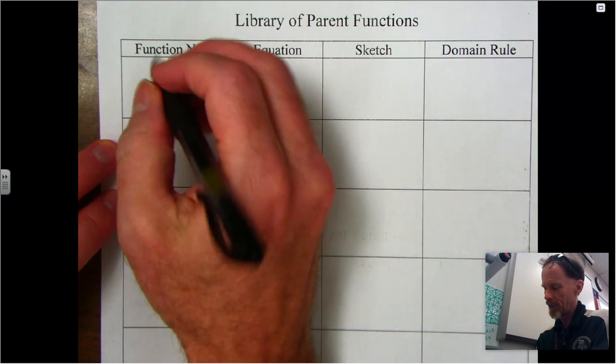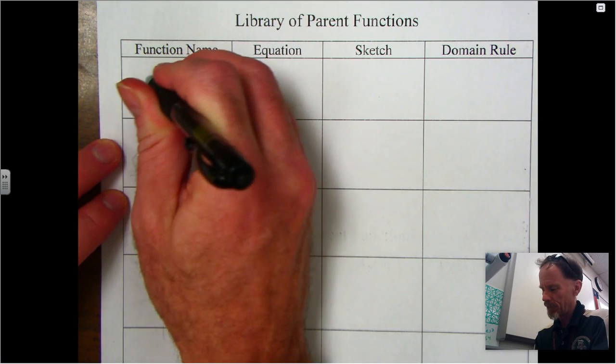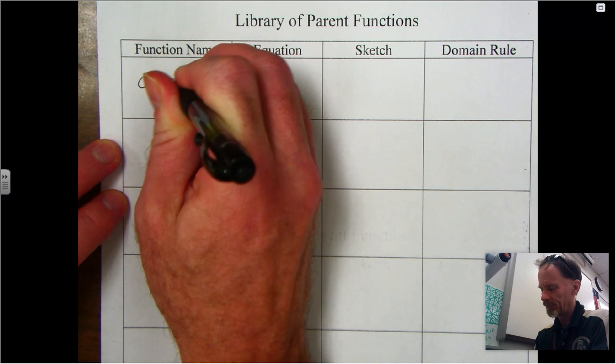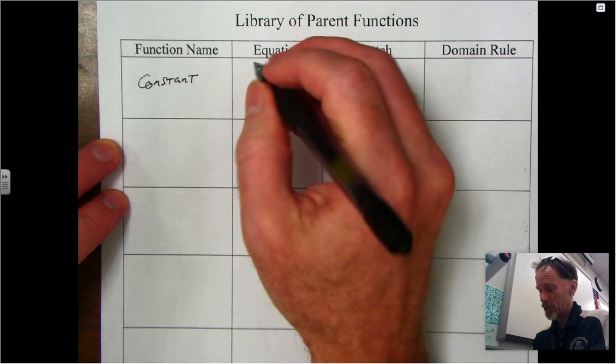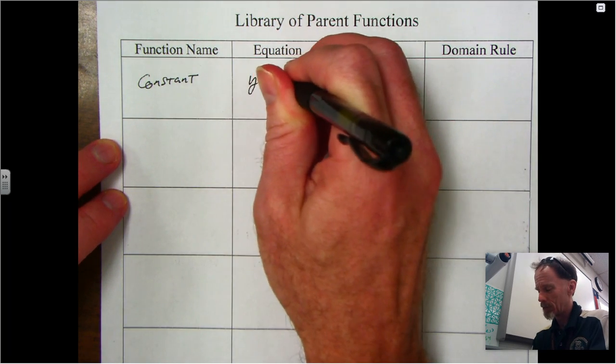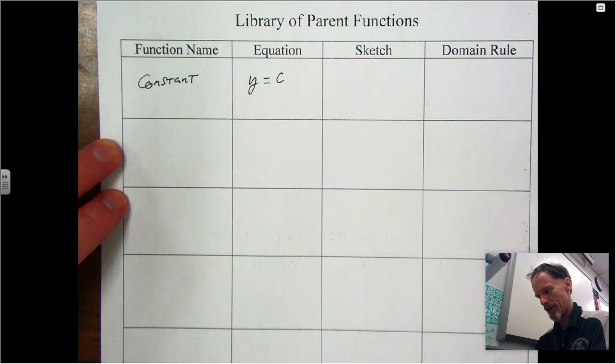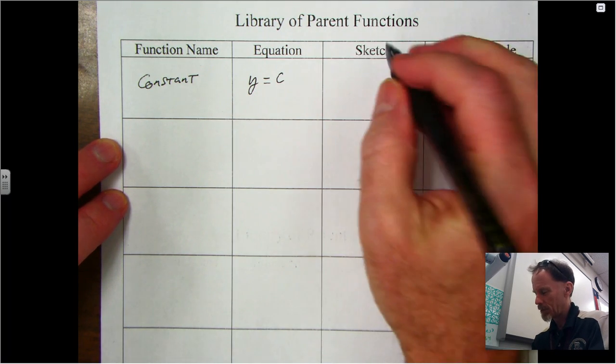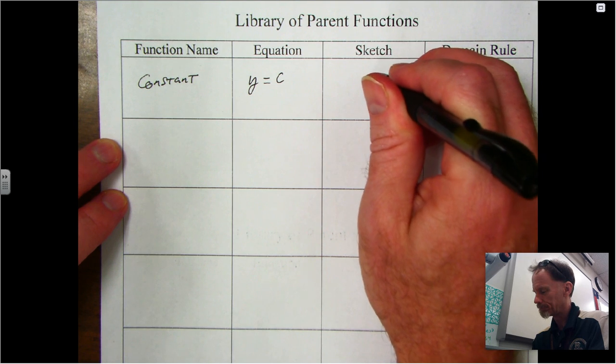So the first one is probably the most boring of the bunch. It's a constant function, and it's just y equals c, where c is just some number, it could be positive, negative, whatever. And of course, that's just going to be a horizontal line.